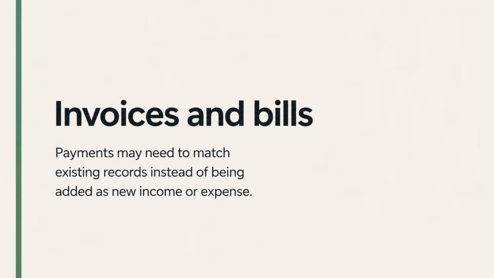Another situation to be careful with is when you create invoices or bills in QuickBooks. In that case, you generally do not want rules categorizing customer payments as income or vendor payments as expenses if those payments are supposed to connect back to invoices or bills already entered in the system. That's one way books can get messy. The invoice or bill creates the income or expense, and then the payment gets recorded a second time as if it were a new income or expense.